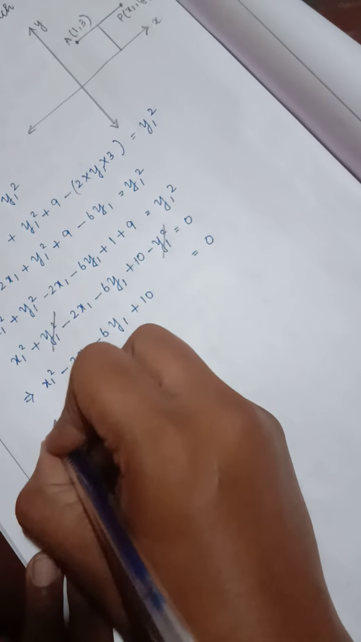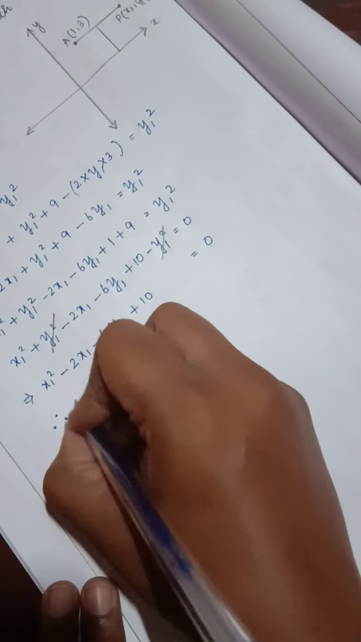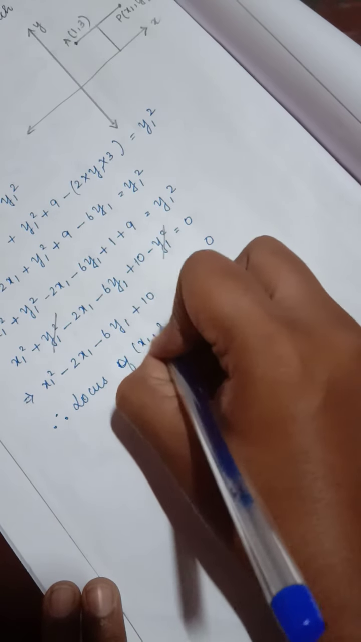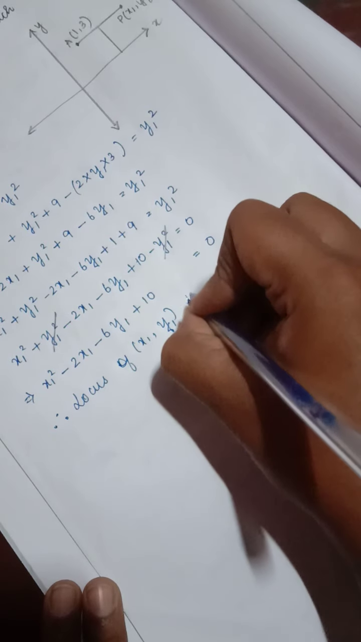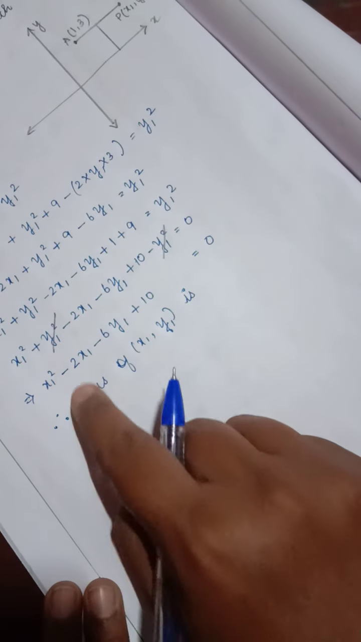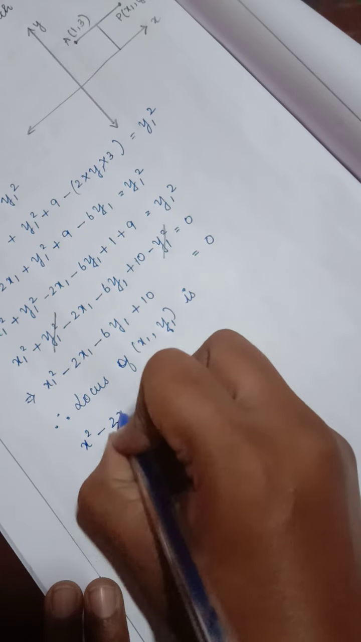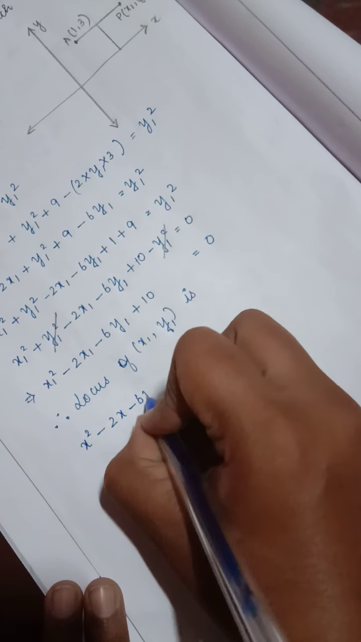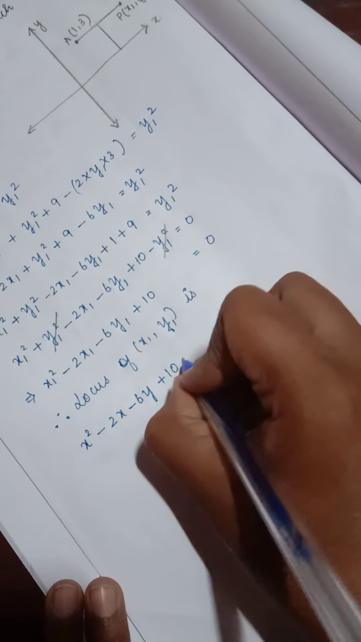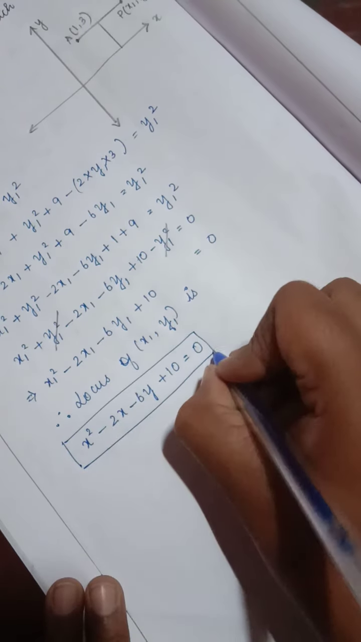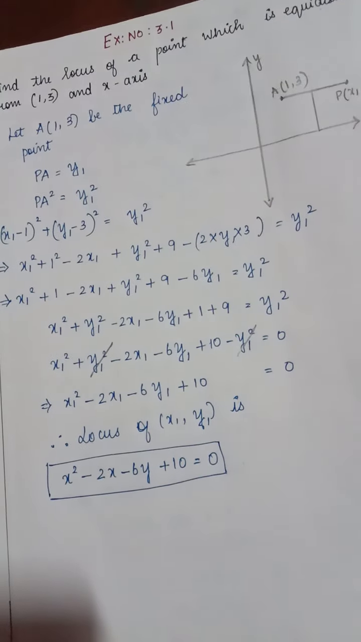So now we have to write it. Therefore, the locus of (x1, y1) is: you have to remove this x1 and y1, and simply write x square minus 2x minus 6y plus 10 equal to 0. So this is the equation. Okay, so this is how you have to do this sum. Now we will do the second sum.